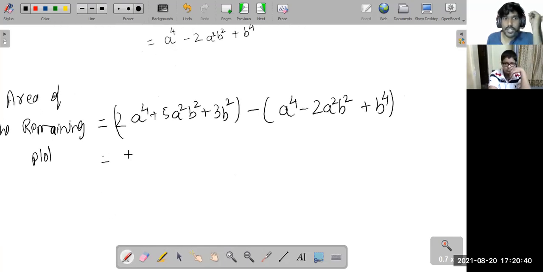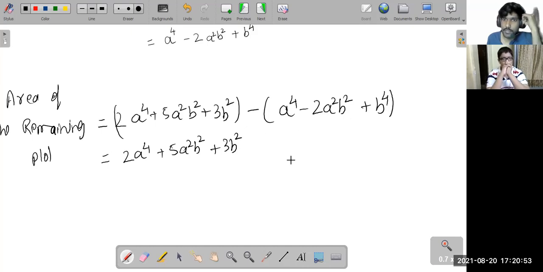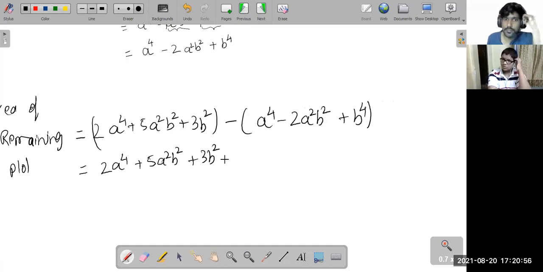Now we have to just open the bracket and subtract it. So 2a raised to 4 plus 5a square b square plus 3b raised to 4. Open up the bracket. Can you tell me what I should write after opening up the bracket? Minus a raised to 4, plus 2a square b square, and last, minus b raised to 4.